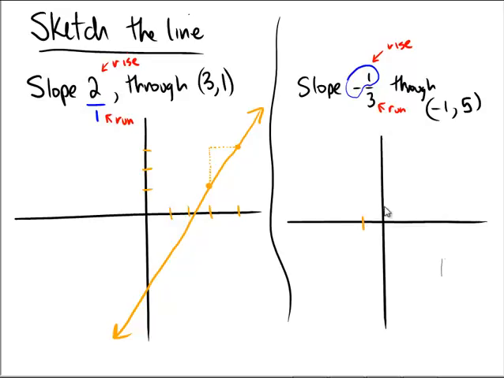So to approach this problem, we need to start off with negative 1, 5. So I'll move left 1 and 1, 2, 3, 4, 5 upward. That's the initial point on the graph. And then the slope is rise over run. So the rise is down 1 and the run is to the right 3. So 1, 2, 3. So I have to get over to about here.